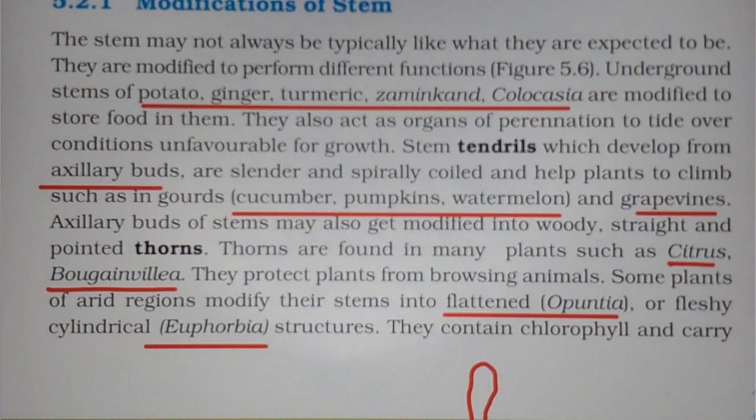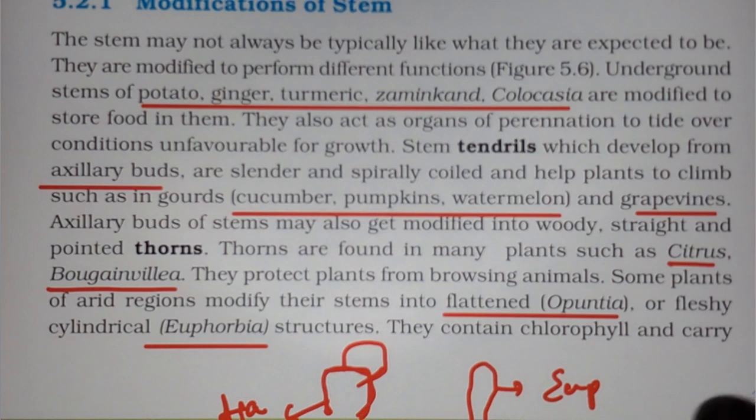The cylindrical ones are known as Euphorbia, whereas the flattened ones will be like Opuntia. You should know the difference, otherwise you may get confused when they ask about flattened and cylindrical. You should know the difference here.